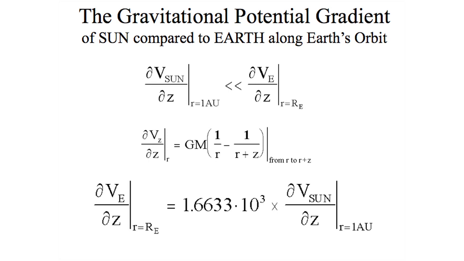Next, we look at the gravitational potential gradient. To calculate it, you have to take the first derivative of the gravitational potential of the sun along a z-axis, with z coming from the sun, where the radius of the orbit of the Earth is 1 astronomical unit. If you look at that at the Earth, you'll find that it is much smaller than the gravitational potential gradient of the Earth along a radial path, which is the radius of the Earth.